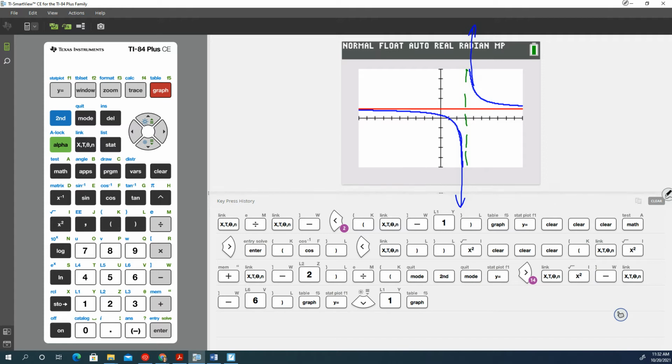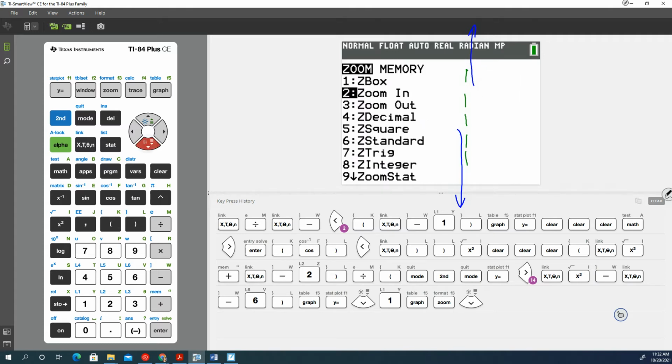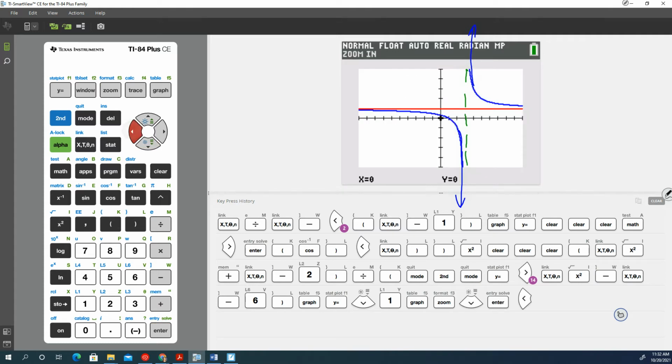Does that look like on my end behavior that my graphs are approaching 1? Yep, horizontal asymptote. But they're at -2. It looks like my function's continuous. It doesn't look like there's a hole there. You can even zoom in. Let's get close to that. What's going on over there at -2?